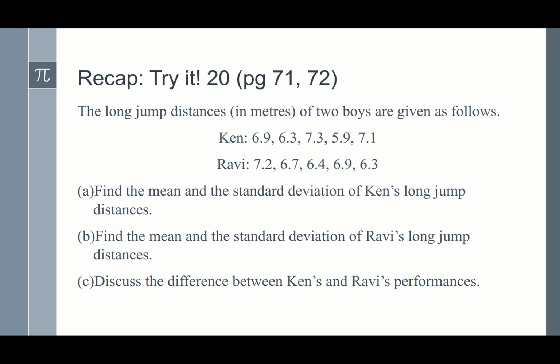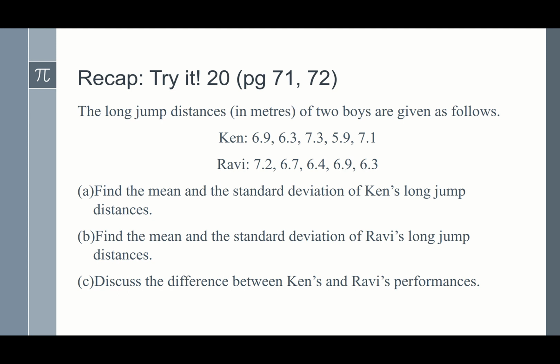Now in this question, the long jump distances of two boys are given as follows. Ken jumped the following distances, Ravi jumped the following distances. Part A is very straightforward: find the mean and standard deviation of Ken's long jump distances. Part B is also quite straightforward: find the mean and standard deviation of Ravi's long jump distances. Part C is where you need to go an extra step.